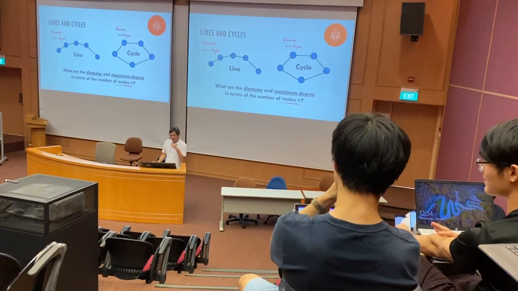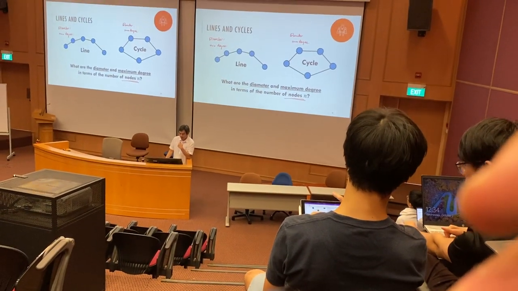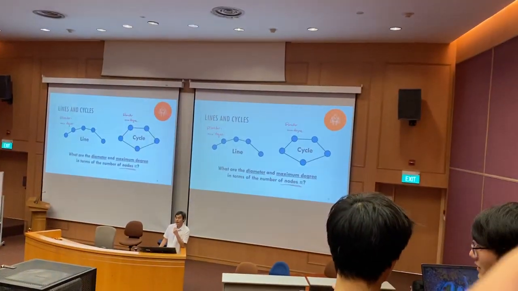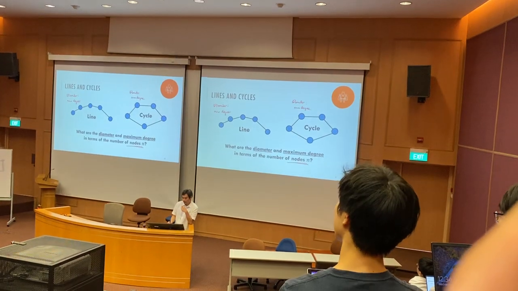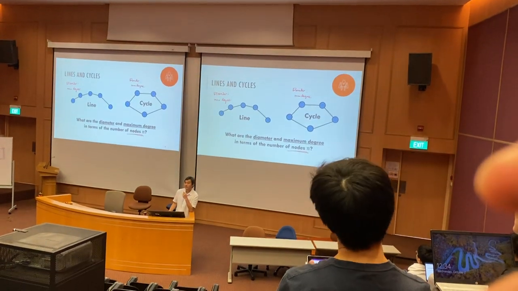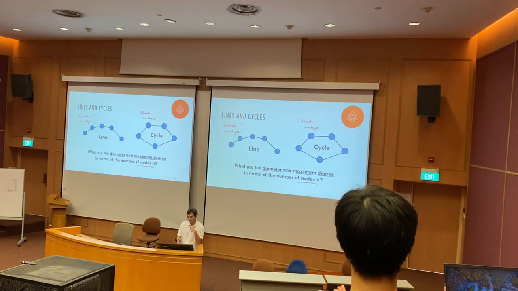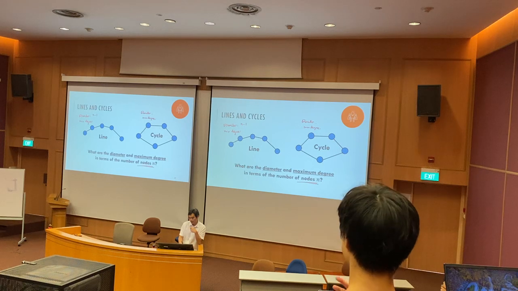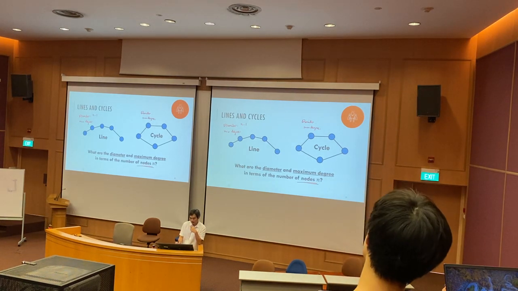Okay, time's up. So let's look at the line first and figure out its diameter. What's the diameter of a line in terms of the nodes n? If I have n nodes, what's the diameter of the line? n minus 1, good. You can draw a few examples of this, or just in general, if you have n nodes, you need n minus 1 edges to connect the line.